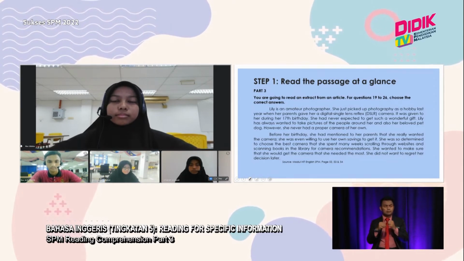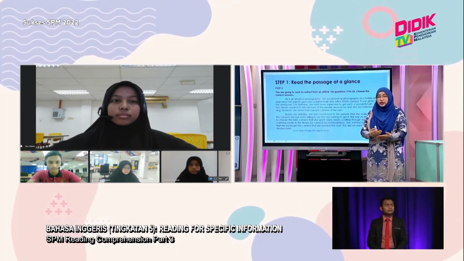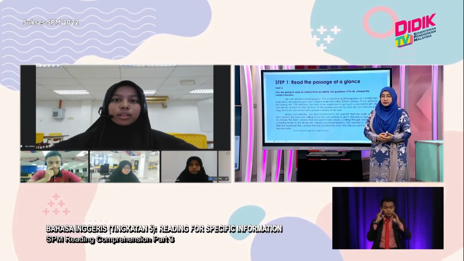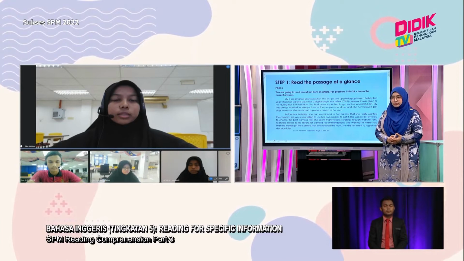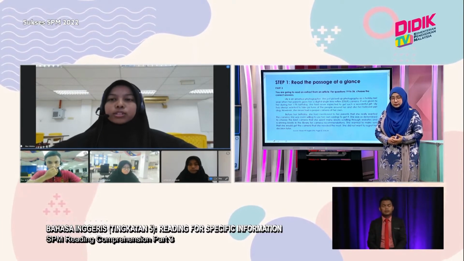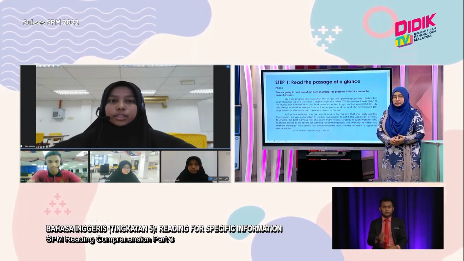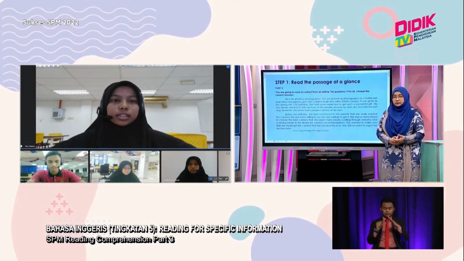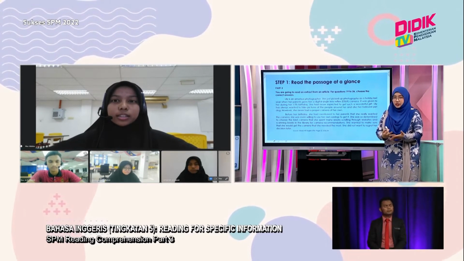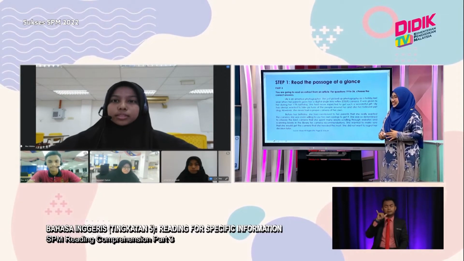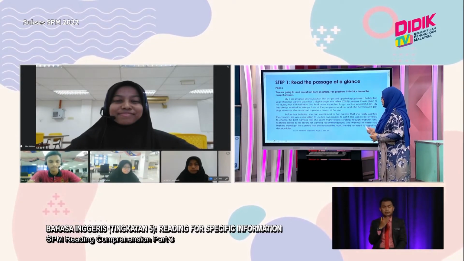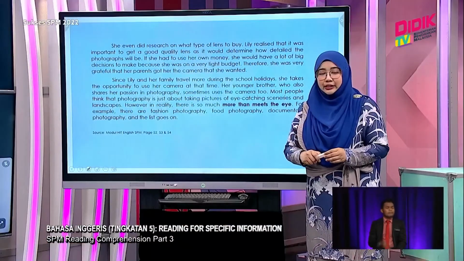Okay, Alisha, can you just briefly explain what the two paragraphs mean? This paragraph tells about Lily's passion in photography and also how determined she is to get a camera and choose the best camera that she wants. So it's more about Lily's passion and how she really wants to get the camera. Okay, thank you, Alisha. Okay, the next part, anybody?